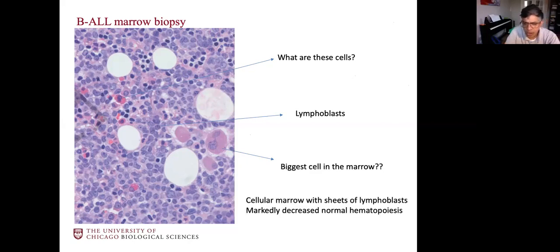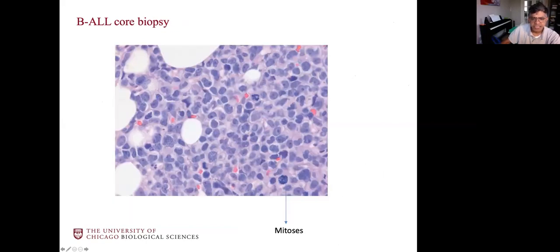Okay, this is a very cellular marrow with sheets of lymphoblasts and markedly decreased normal hematopoiesis. There's one eosinophil, one more eosinophil, tons of blasts. And this is the same case with mitosis. This is mitosis. That's how it looks. It looks ugly, whatever this is. Yeah, this can't be good.